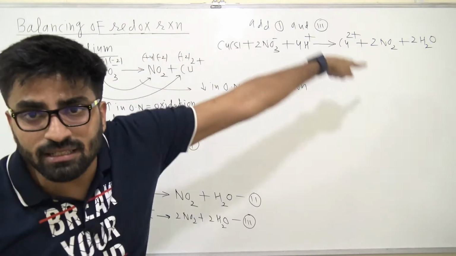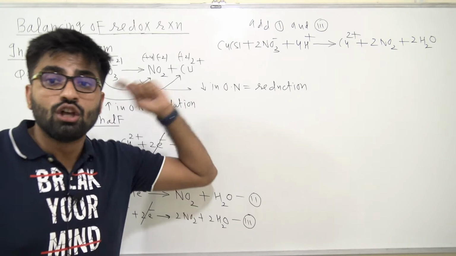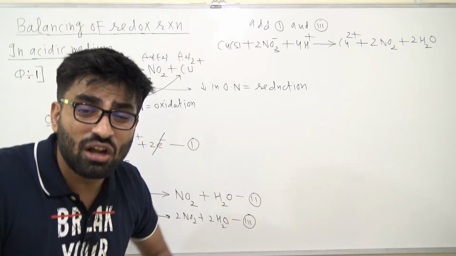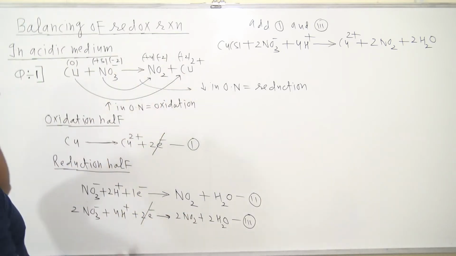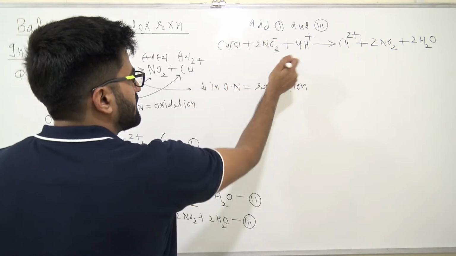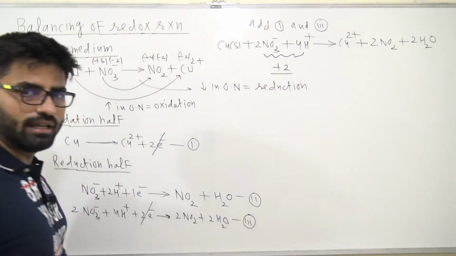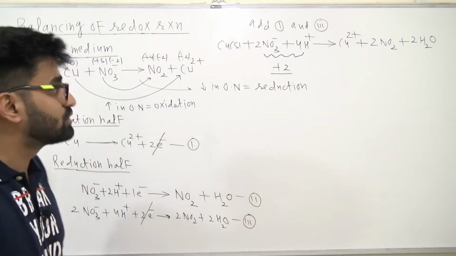This is your final redox reaction, and is it balanced, right? If you want to cross check whether it is balanced or not, you can do that with the help of charge balancing. So you count the total charge. What is the total charge here? 0. This is -2, this is +4. So what is the total charge here? The total charge is +2 on the reactant side.